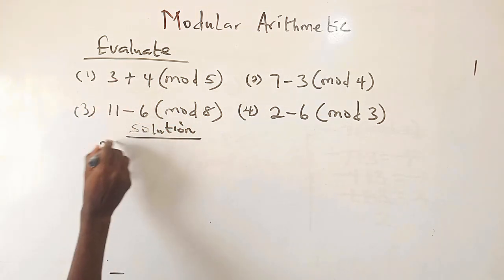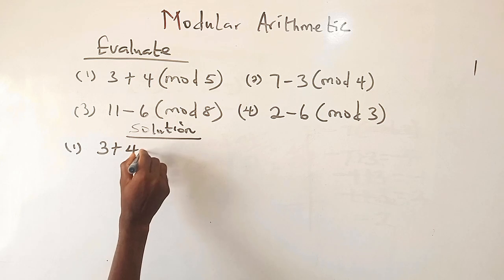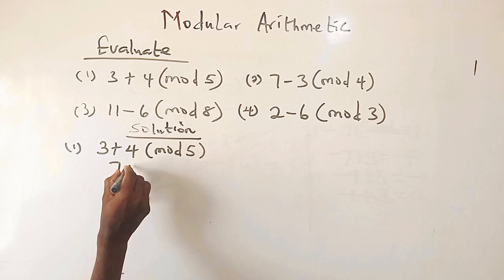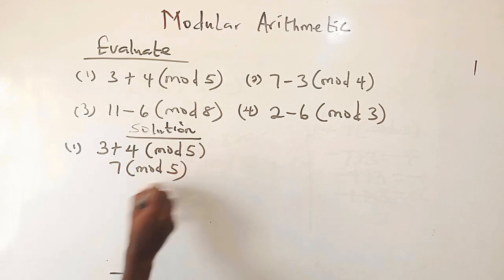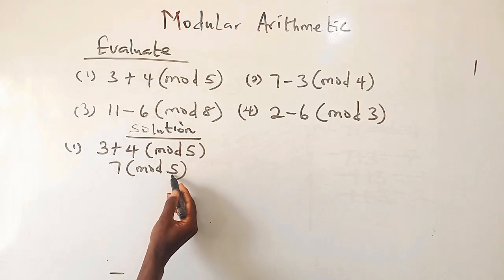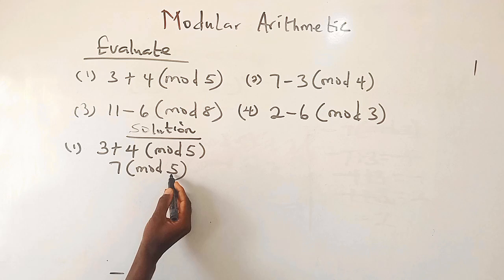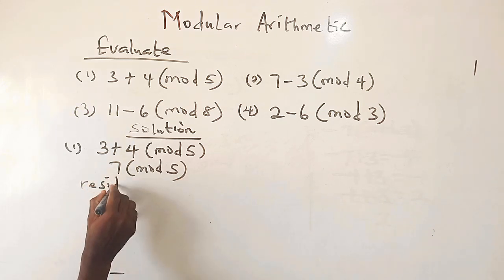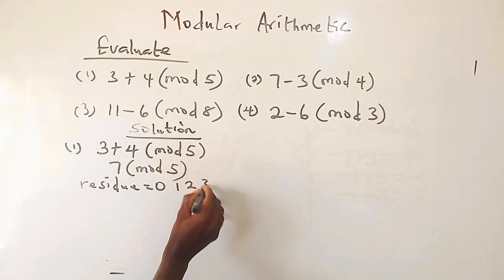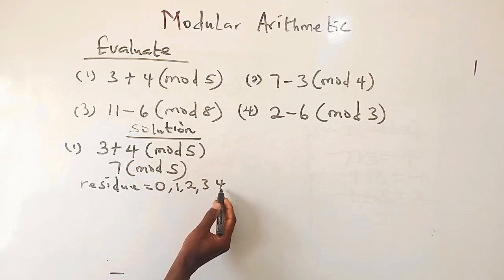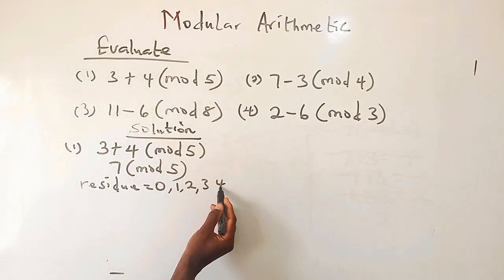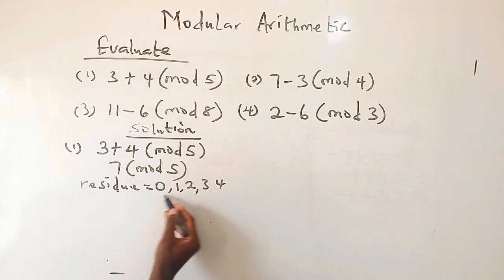For the first one, 3 plus 4 mod 5, let's sort out the integer part. 3 plus 4 is 7, so this is 7 mod 5. The integer is positive and the modulus is 5. So what do we do next? We look at the residues of 5. Your answer must be one of the residues: 0, 1, 2, 3, 4. It's always between 0 and 5, so when you subtract 1 from 5 you have 4. Your final result will come in the form of this residue.